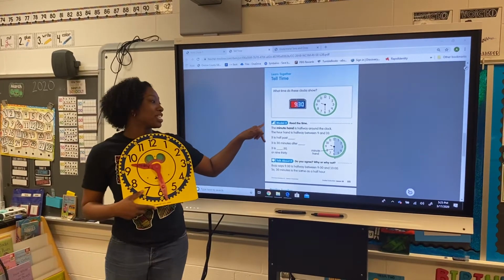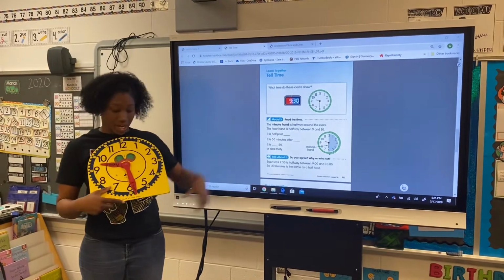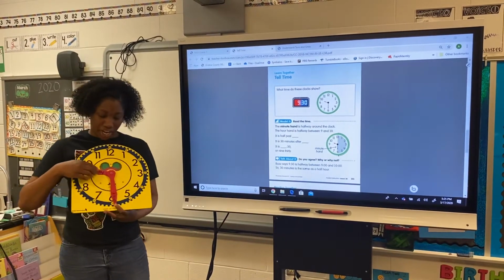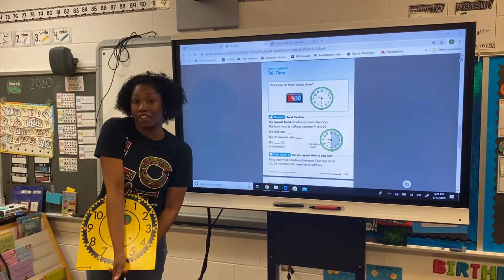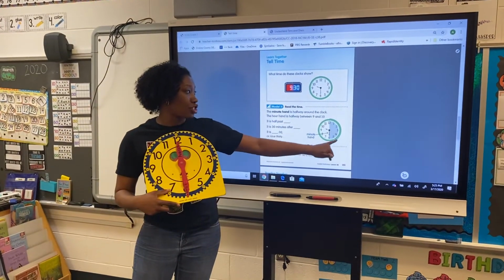So now we're gonna move on to the model it. I'm gonna be using my clock and I'm gonna show you how this minute hand can be in the kind of like the middle of your clock. So think about your pie or pizza. This is half of my pie or pizza. And if you look here on your worksheet, it's gonna show that it's shaded.